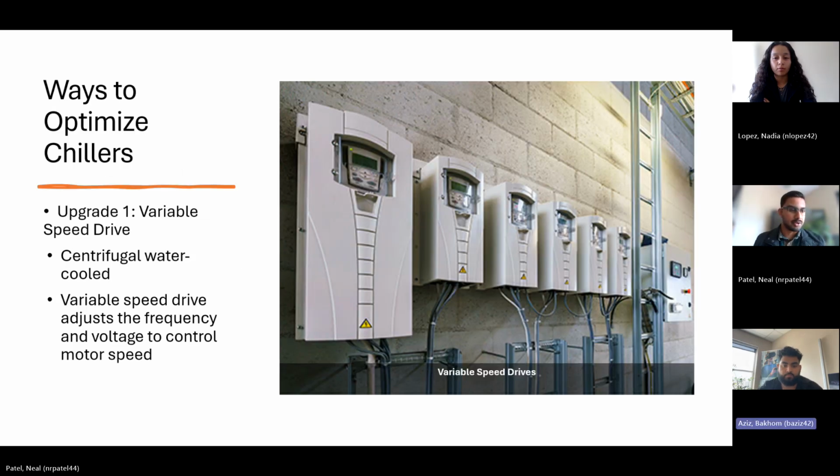So the first upgrade that we implemented was a variable speed drive using two centrifugal water cooled chillers. Basically, if you have a regular centrifugal pump, it pumps out a constant rate of GPM. But with the VSD, it corrects it to the required amount of GPM rather than having excess water being used. So that saves water and money that way.